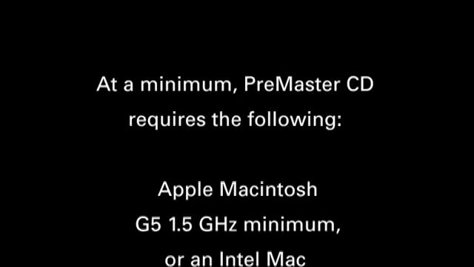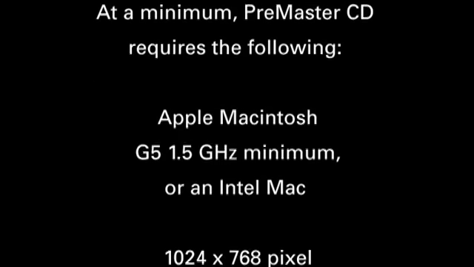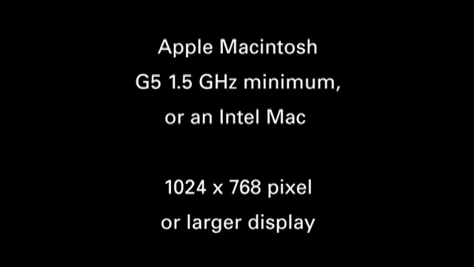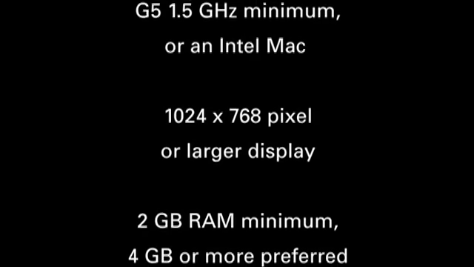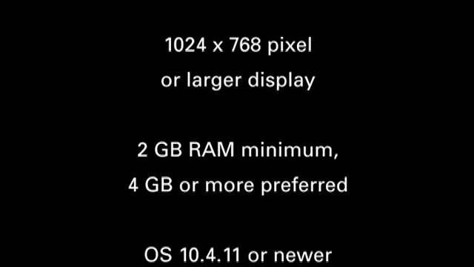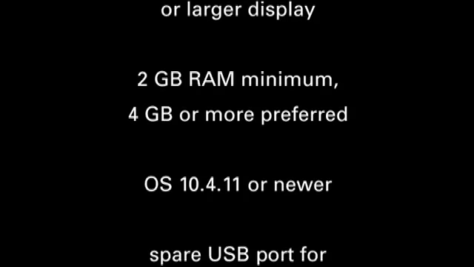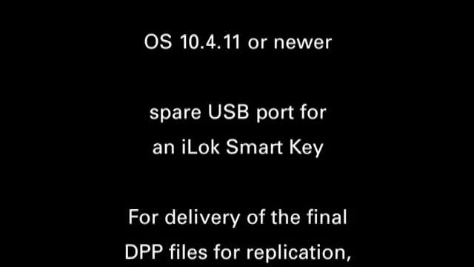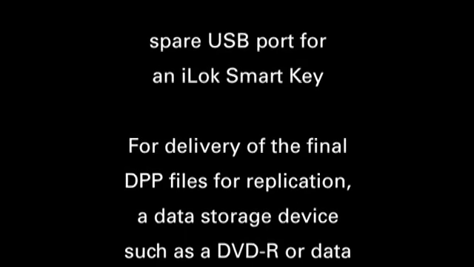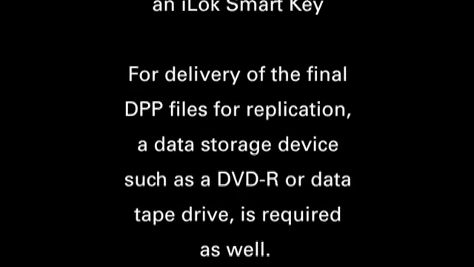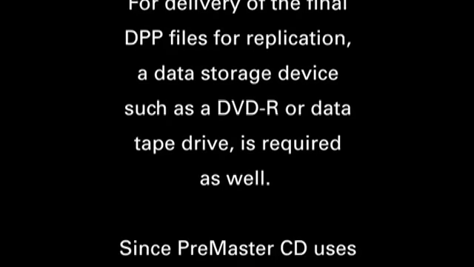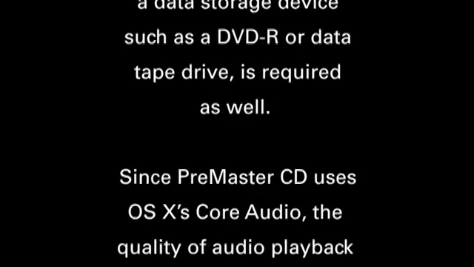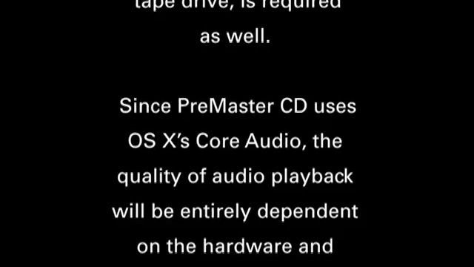At a minimum, PreMaster CD requires the following: an Apple Macintosh G5 1.5 GHz minimum or an Intel Mac, a 1024 by 768 pixel or larger display, 2 GB of RAM minimum, 4 GB or more preferred, OS 10.4.11 or newer, and a spare USB port for an iLock smart key. For delivery of the final DDP image sets for replication, a data storage device such as a DVD-R or data tape drive is required as well.